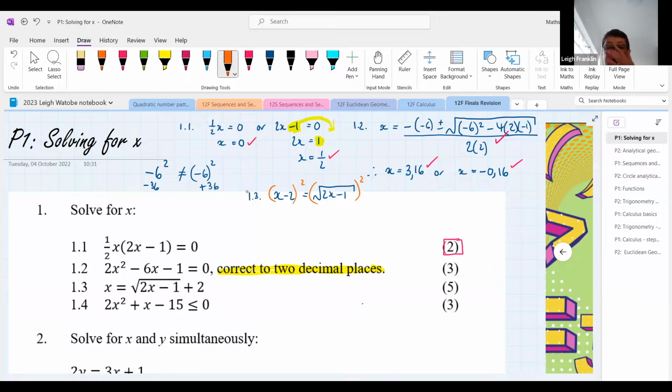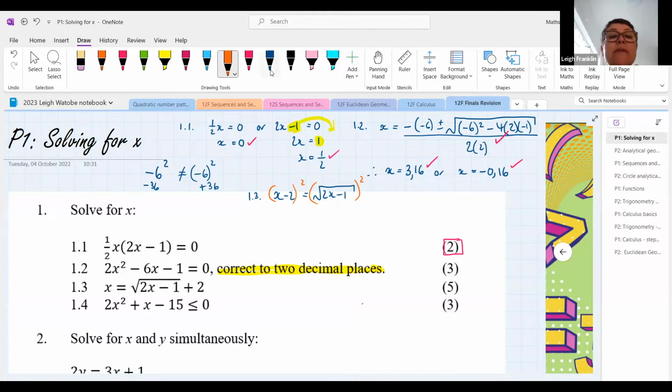Again, another place where matrics often lose marks is with the squaring of a binomial. Remember, when you square a binomial, you are not simply just squaring the first term and squaring the second term inside the brackets. Remember, it means x minus 2 times x minus 2. So there has to be a middle term.